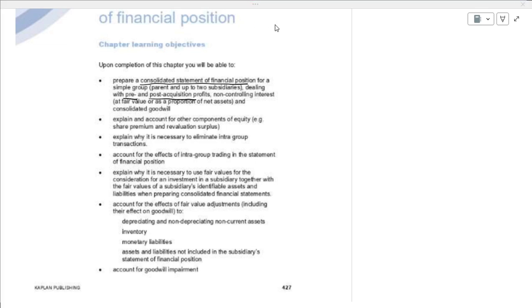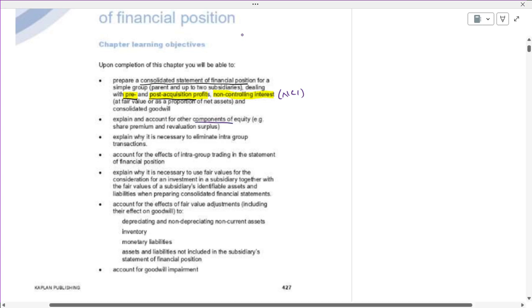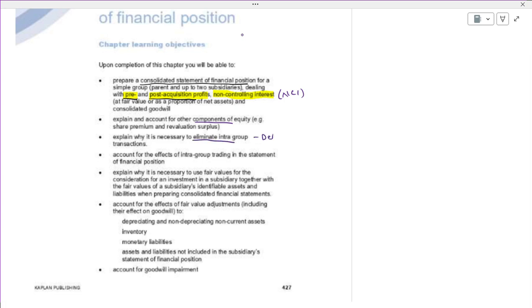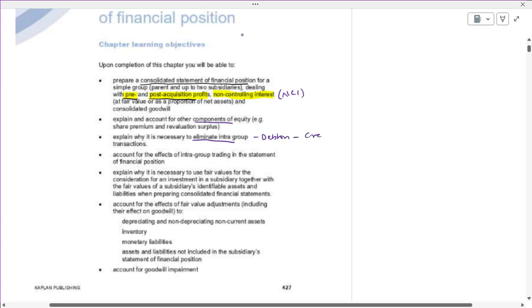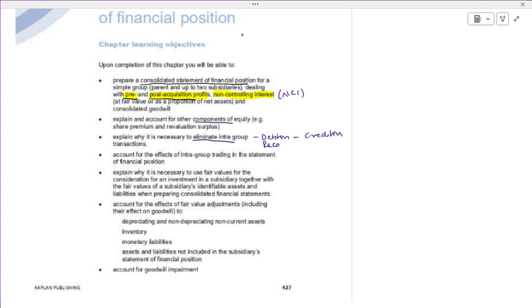You will have pre-acquisition profits, you will have post-acquisition profits, and you will have a non-controlling interest, NCI. NCI is nothing but it relates to the subsidiary company. We are talking about the other components of equity, revaluation surplus, all those things. We will eliminate debtors and creditors, that is, receivables and payables.